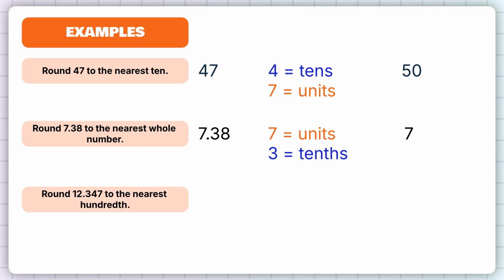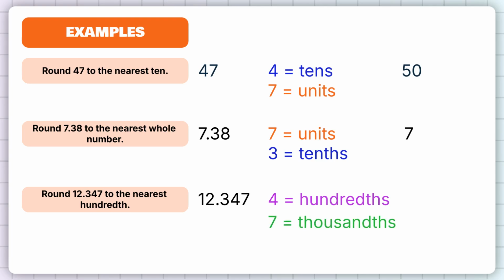Finally, let's round 12.347 to the nearest hundredth. Here, the digit in the hundredths place is 4, and the digit in the thousandths place is 7. Since 7 is greater than 5, we round up. Therefore, 12.347 rounded to the nearest hundredth is 12.35. With practice, you'll become more comfortable and efficient in rounding numbers to any specified amount.